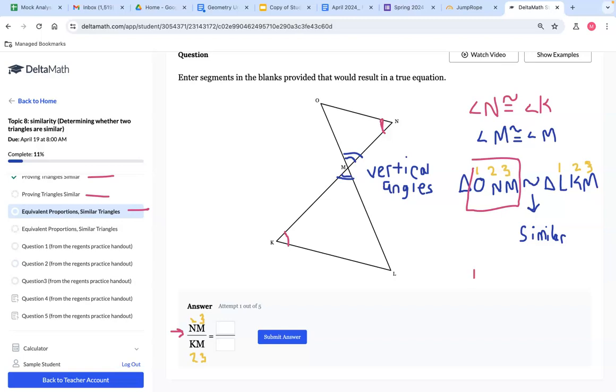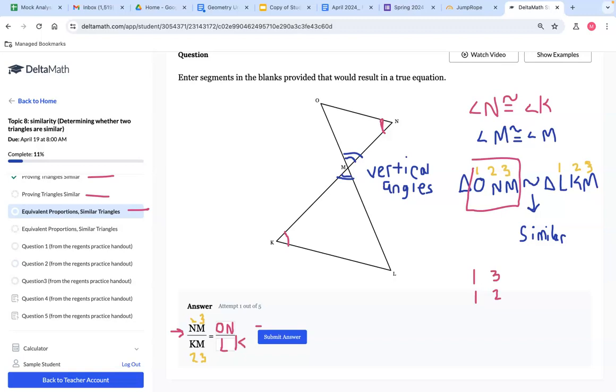So it could be 1 and 3, or any other combination works. And if you said 1 and 2, that's correct. So you can use either or. I'm going to choose to use 1 and 2. So it could be ON, or you could say OM. So instead of ON, you could have also written OM. But what does ON correspond to? ON corresponds to LK. So we're going to put LK here.